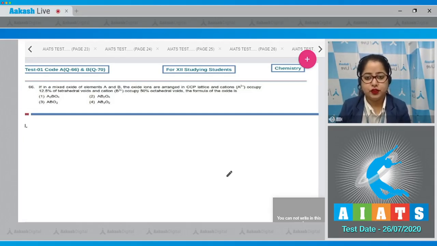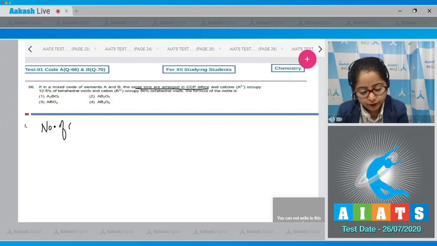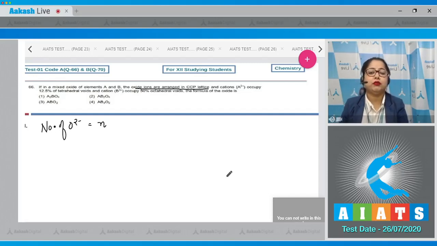Student, first of all, in this question we are given that oxide ions are arranged in CCP lattice. That means the number of oxide ions is equal to n. Also, we know that the number of tetrahedral voids is double the number of atoms making the lattice, and the number of octahedral voids is equal to the number of atoms making the CCP lattice.